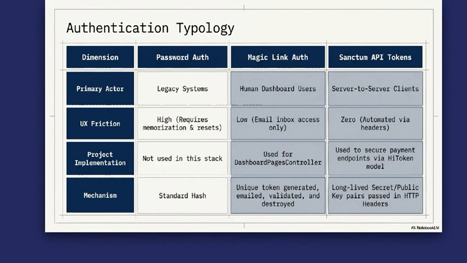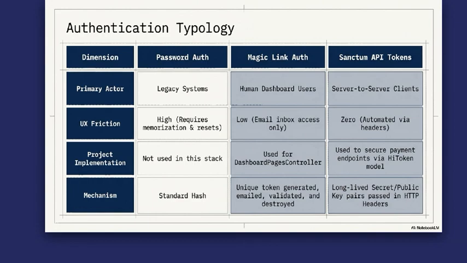Passwords are historically the most compromised vector in any enterprise system. I mean, users recycle them across multiple platforms constantly. I'll do it, yeah. Right, and if a totally unrelated forum gets breached and leaks a user's password, attackers will immediately use automated credential stuffing to try that exact same password on this payment processor. By removing passwords entirely, you eliminate credential stuffing at the root. So for human dashboard users, the system relies entirely on magic links, which the document says have low UX friction.